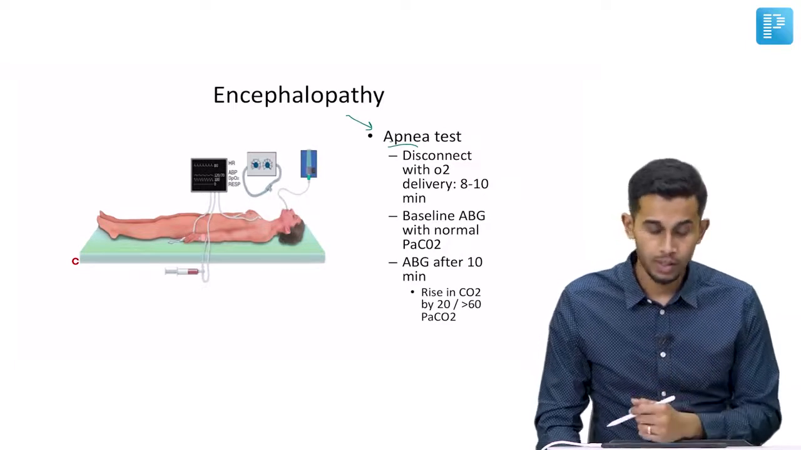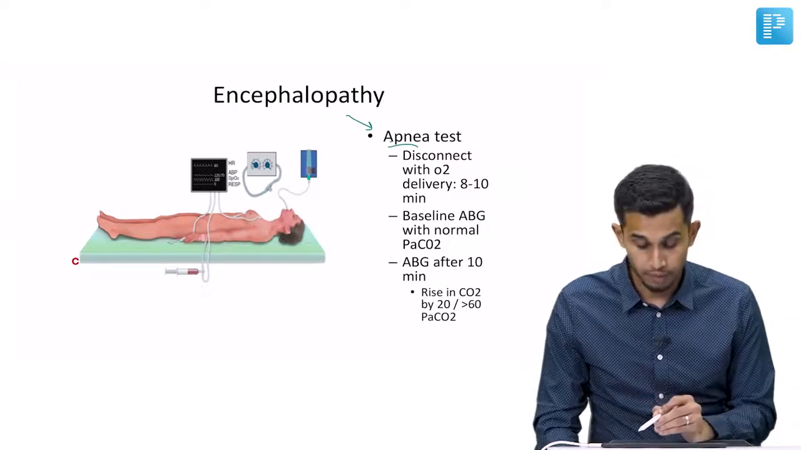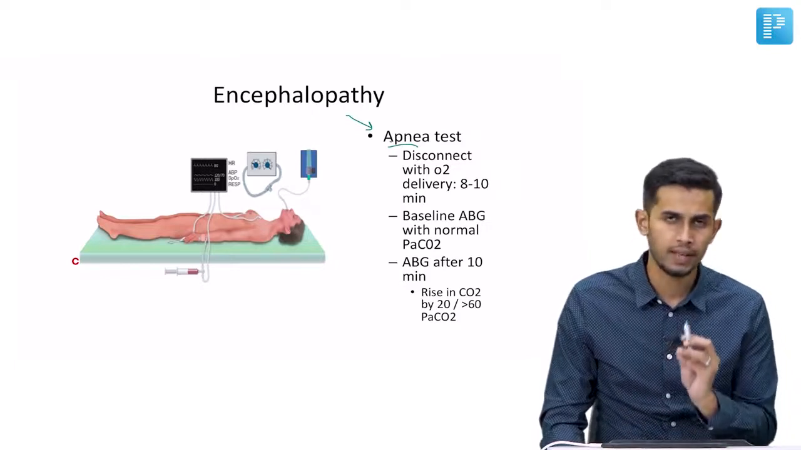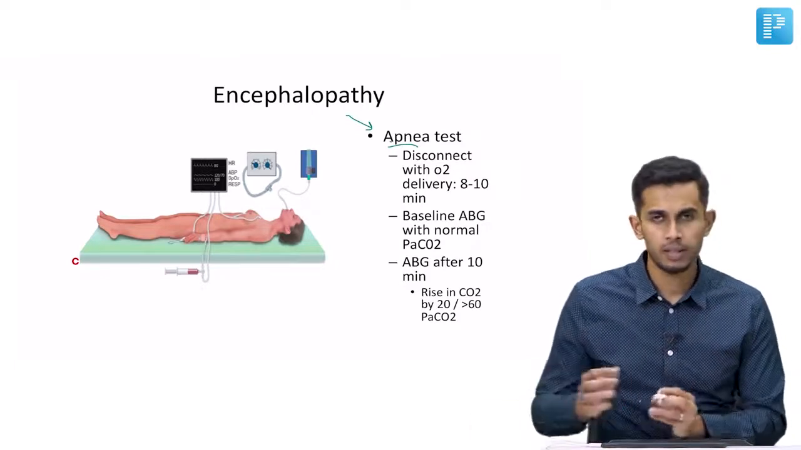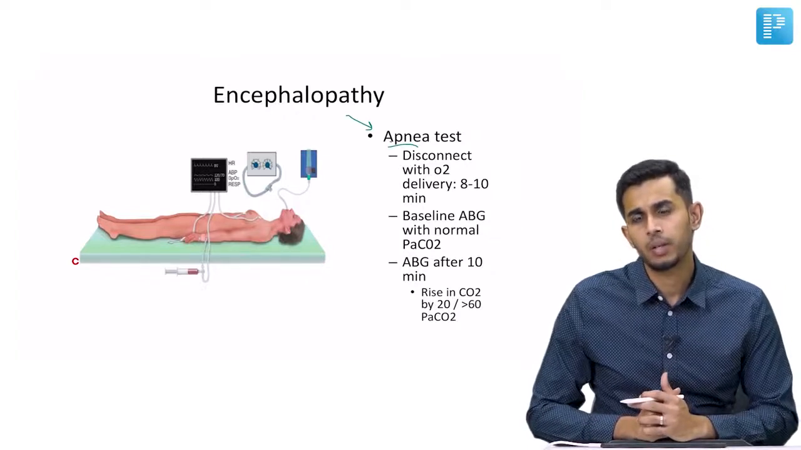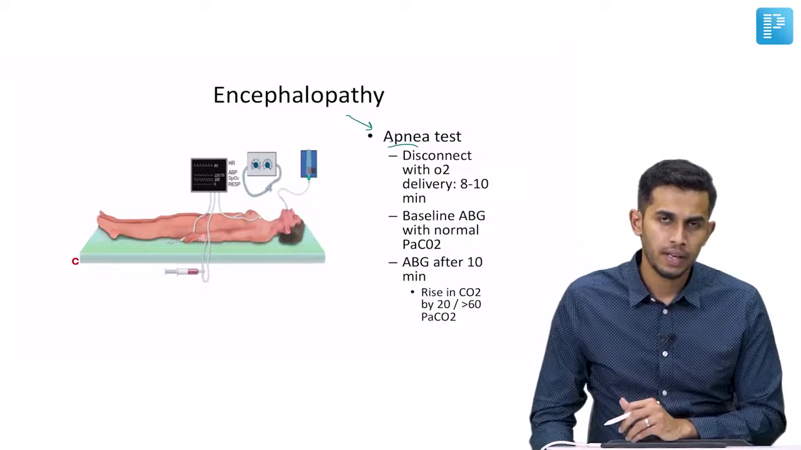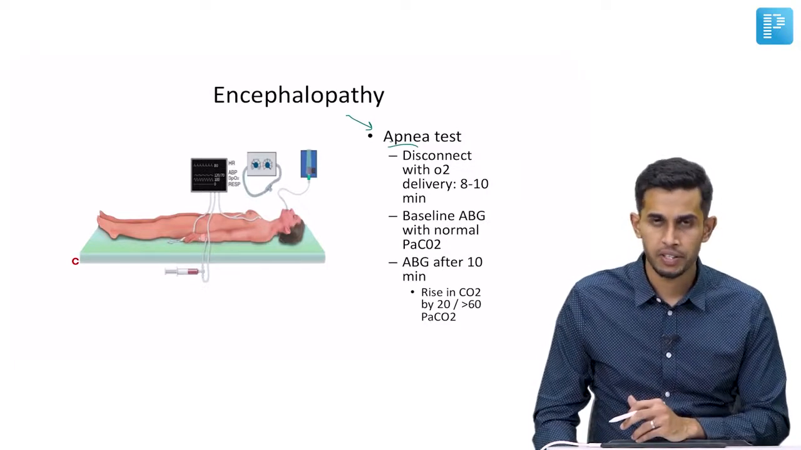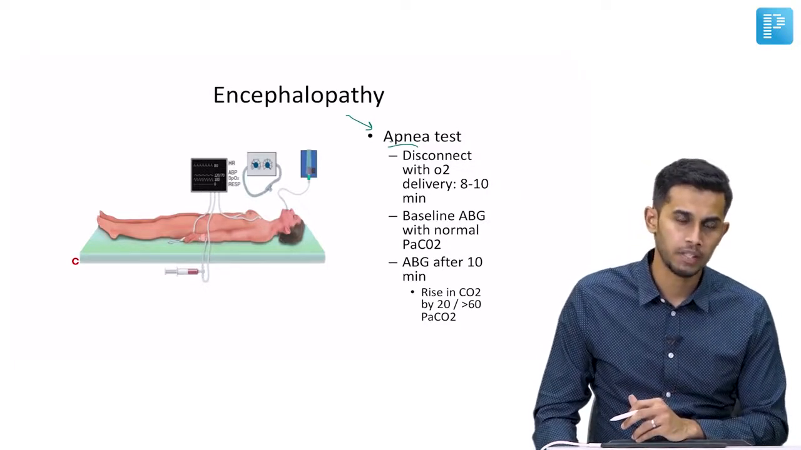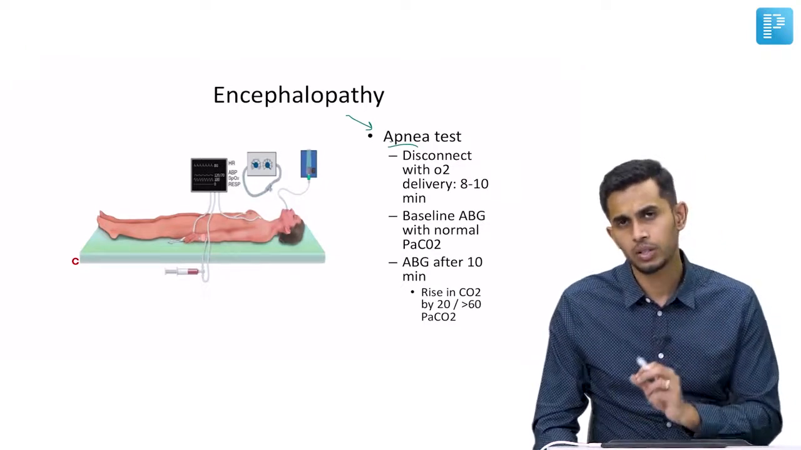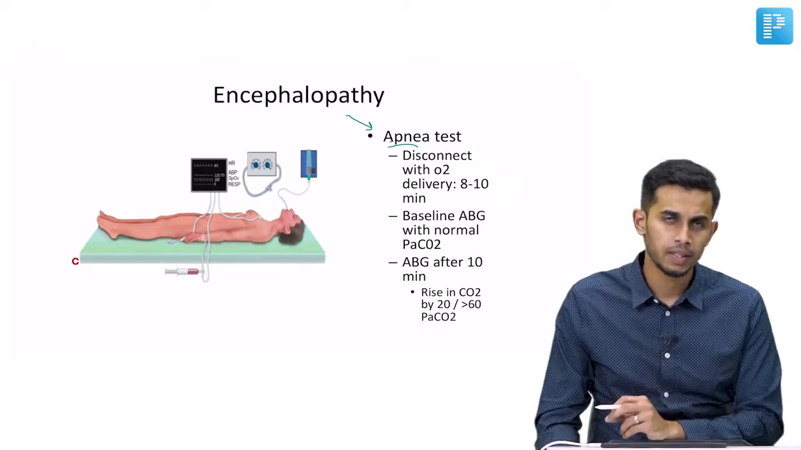Next, what we do in the apnea test is that we have to have a baseline ABG. That is the most important part. There should be a baseline arterial blood gas analysis where the PaCO2 is between 35 to 45. Once the ABG is obtained, then we disconnect the patient from the ventilator, and then we supply oxygen through a tube, and the tube is placed at the carina.